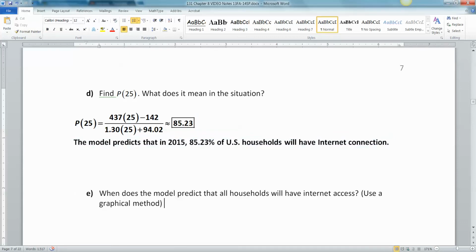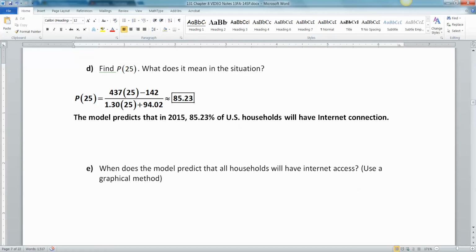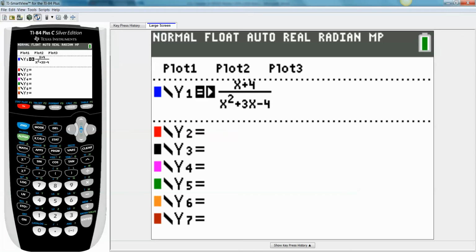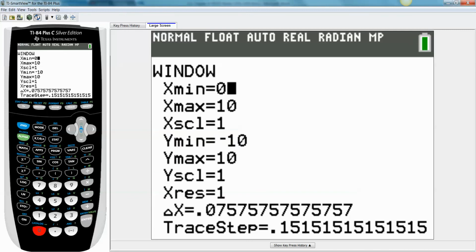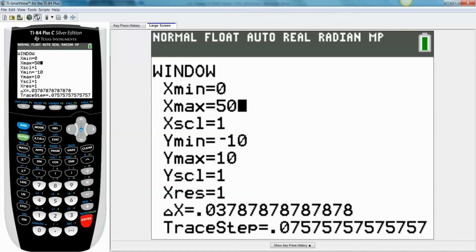All right, now the next question is, when does the model predict that all households will have internet access? Use a graphical method. Okay, so first thing I'm going to do is clear this out, hit alpha F1, and type in my expression. So I hit the alpha F1 key, 437x minus 142 over 1.30x plus 94.02. And then I want to know when it's going to be equal to 100%, because that would be all of them, right? Then I'm going to go to my window, and I'm going to hit 0 to, I don't know, 50. Let's see what happens.